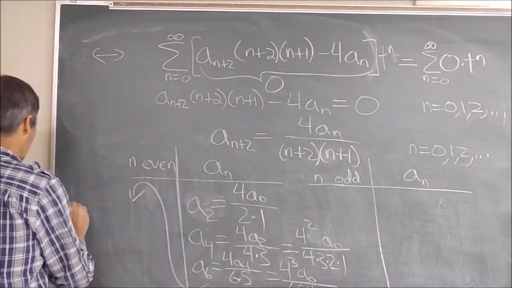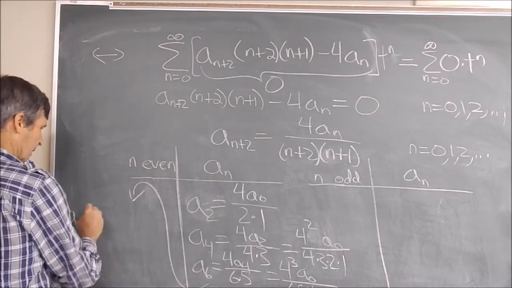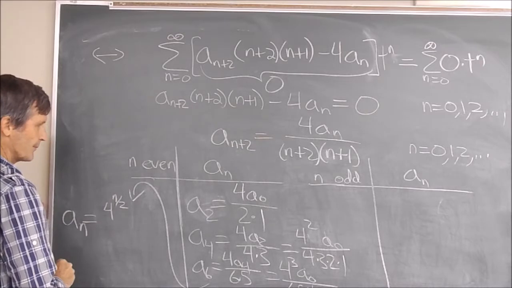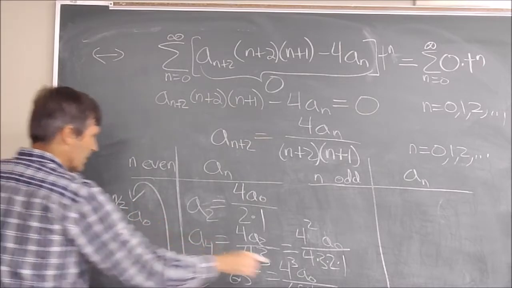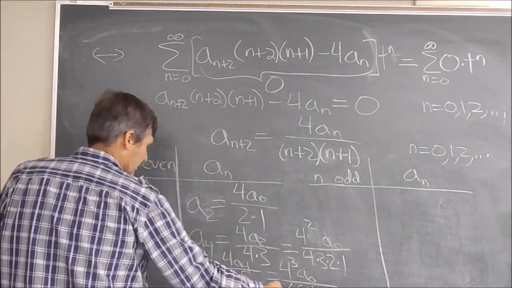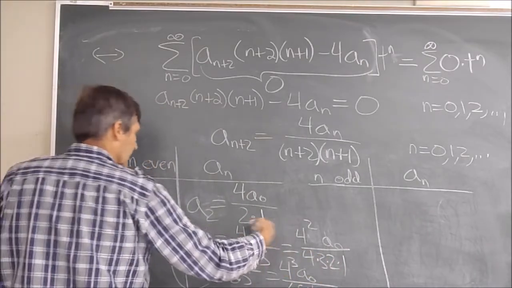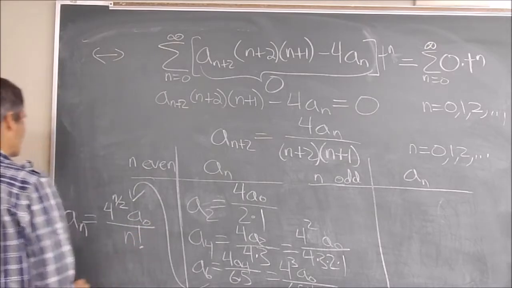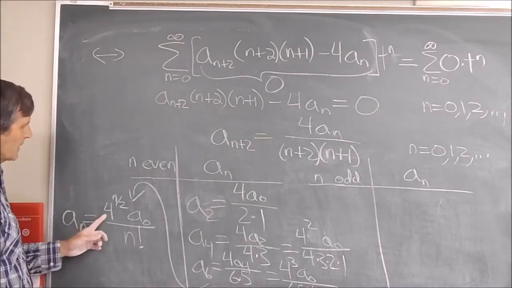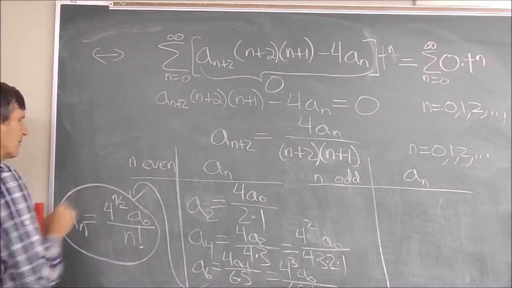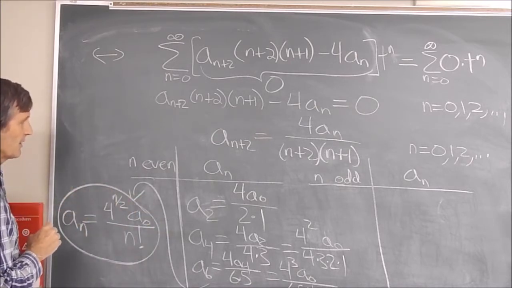I deduced that a(n) is 4 to the n over 2, times a0, all over 1 through 6, which is 6 factorial; 1 through 4 is 4 factorial. For a(n), I must be getting n factorial. So 4 to the n over 2 times a0 over n factorial is the coefficient formula when n is even.